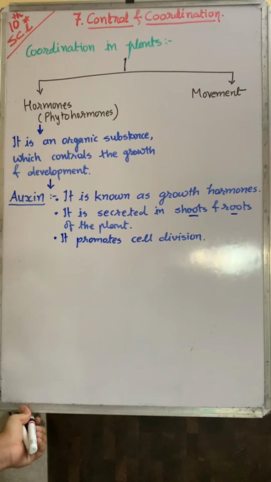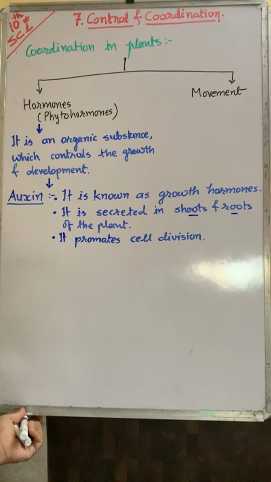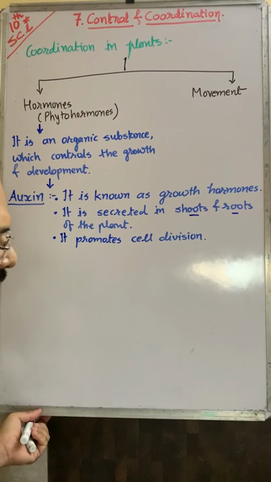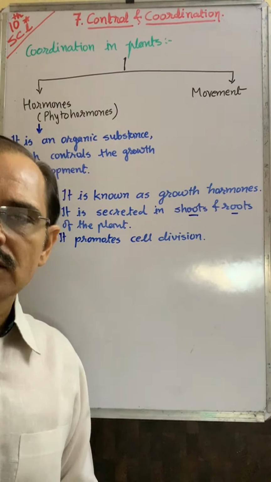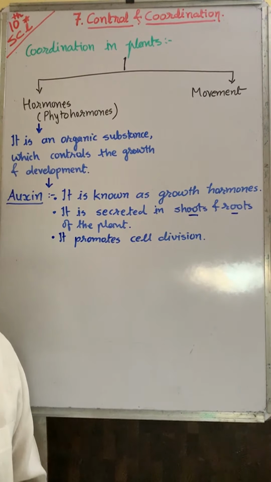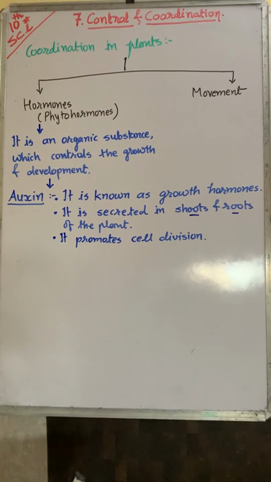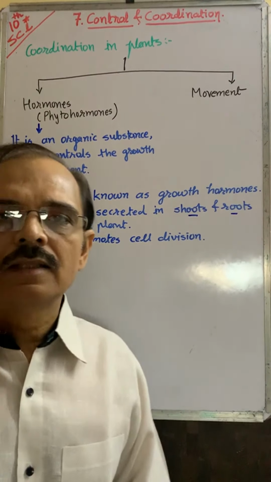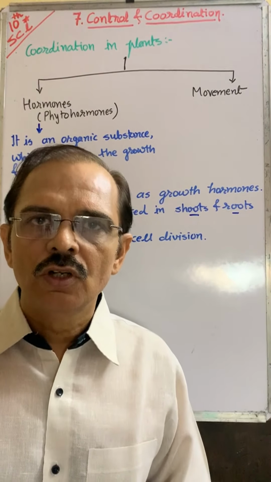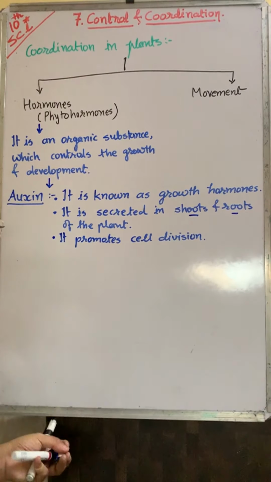Okay, now we said that it is because of these auxin hormones the total growth and total development of plant is done. This is due to auxin. Now the second is gibberellin.